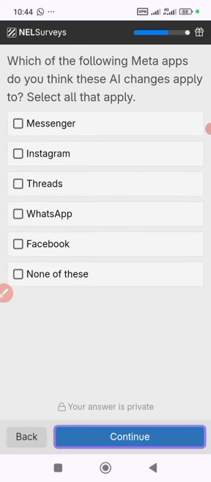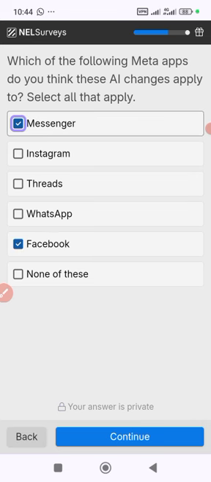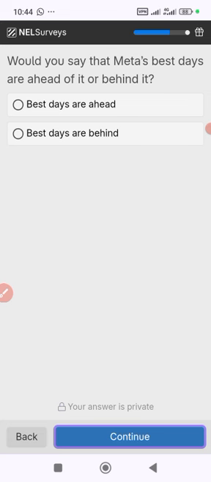Which of the following Meta apps do you think the AI changes apply to? I can't really remember. I seriously can't remember. But I think it's Facebook. The app looks like the Facebook app, right? So let me go with Facebook. Facebook or Messenger, something. I think one of them. Let me just go with it.